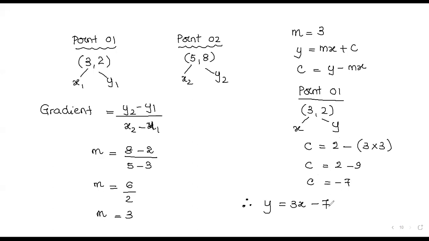Then after getting this answer, children, I just recalculate. I take a rough sheet and do it with point 2. So then c is equal to y minus mx. Right, so c is y, here it is 8, minus the gradient we found, 3 times 5. So c is equal to 8 minus 15, and I get the negative 7 answer. That means I get the same answer, so I have done the earlier calculation correctly, right? So then you found the gradient and you found the y-intercept, hence you found the equation of this line.